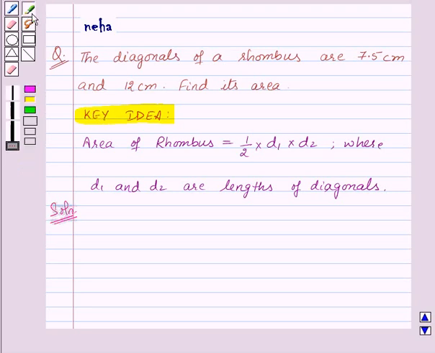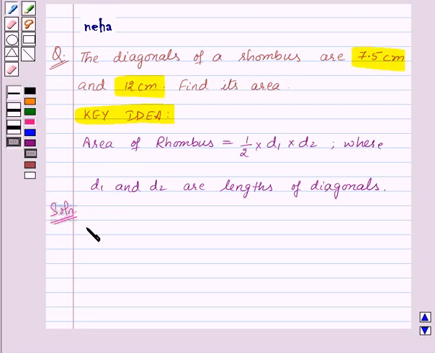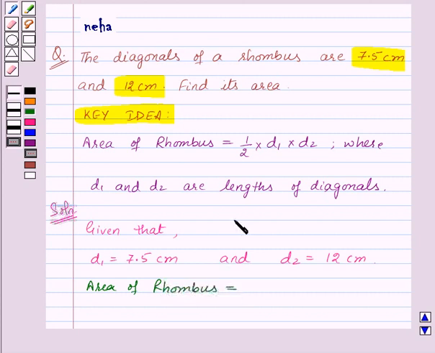In the question, we are given that the diagonals of the rhombus are 7.5 cm and 12 cm. So, we are given that D1 is equal to 7.5 cm and D2 is equal to 12 cm. Now, let us find out area of rhombus. That is equal to 1 by 2 into D1 into D2.